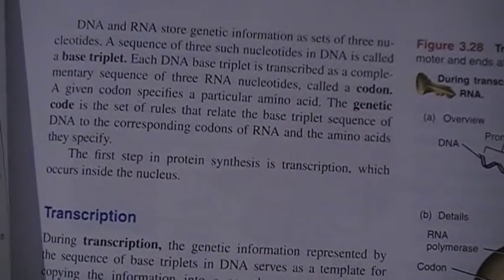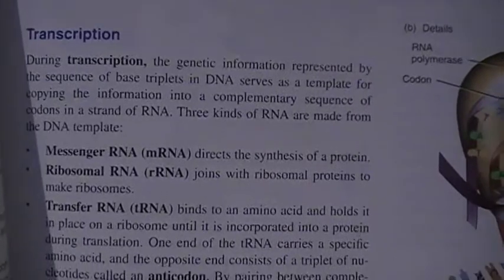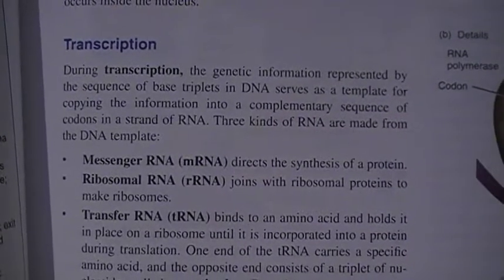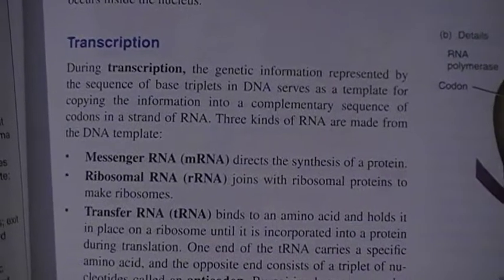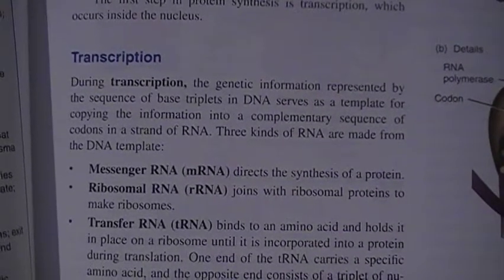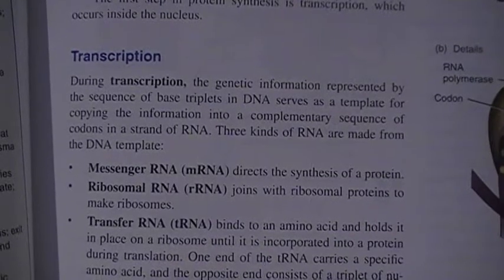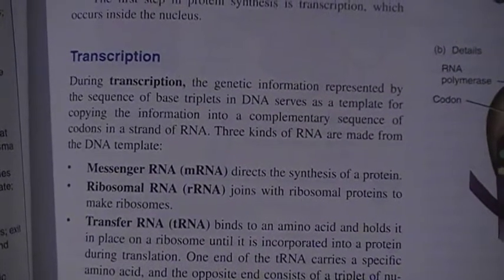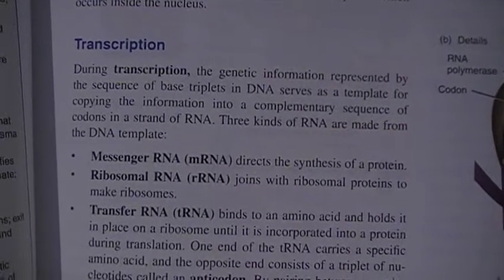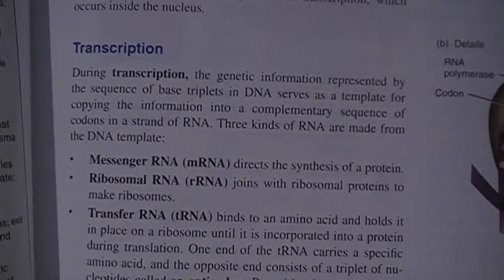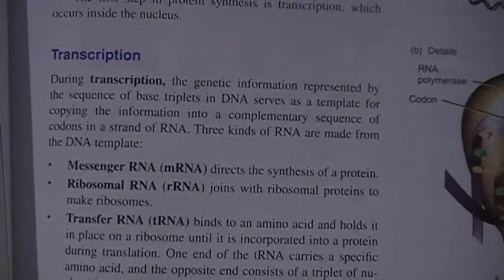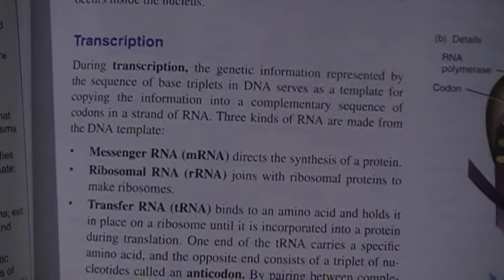The first step in protein synthesis is transcription, which occurs inside the nucleus. During transcription, the genetic information represented by the sequence of base triplets in DNA serves as a template for copying the information into a complementary sequence of codons in a strand of RNA.